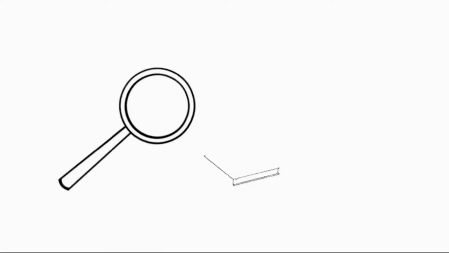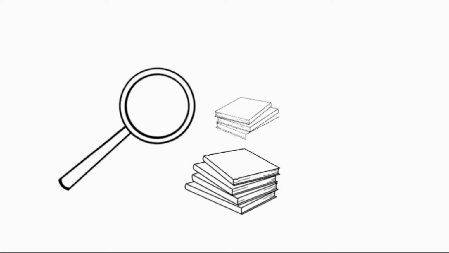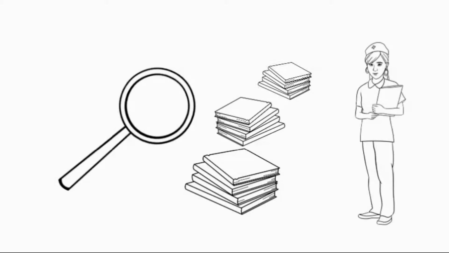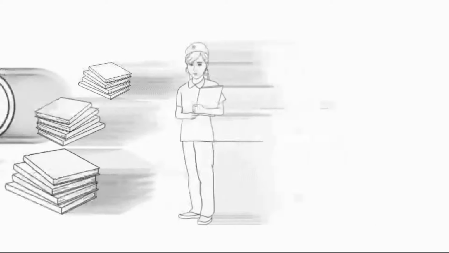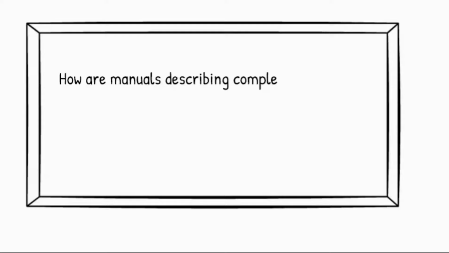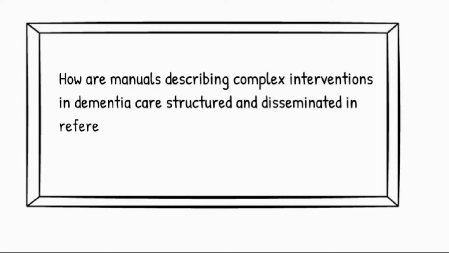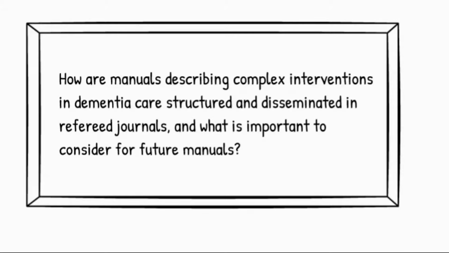The purpose of this paper is to investigate manuals concerning complex interventions in dementia care in order to provide knowledge that can be applied when designing future manuals so that they may assist people like Helen when providing care for people living with dementia. We guided our work by posing the research question: how are manuals describing complex interventions in dementia care structured and disseminated in refereed journals, and what is important to consider for future manuals?